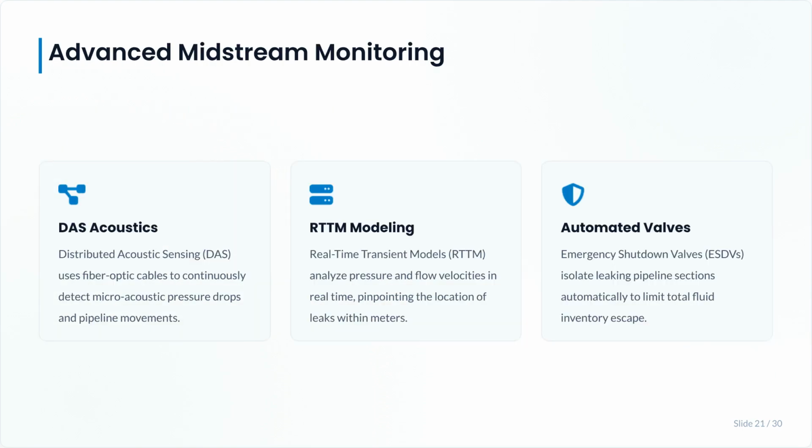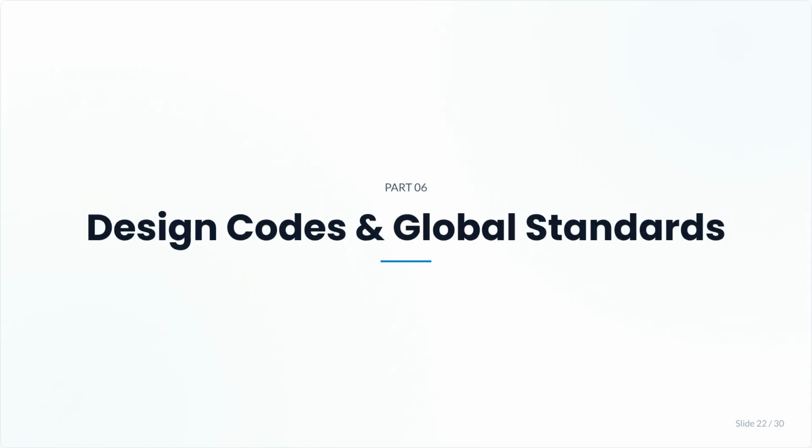Advanced monitoring technologies are essential. Distributed acoustic sensing uses fiber optics to detect leaks in real time, while RTTM modeling provides precise location data. Furthermore, automated emergency valves allow for immediate isolation of damaged sections. Part 6 covers the regulatory codes and global standards that govern the safe design and operation of CO2 transport infrastructure.